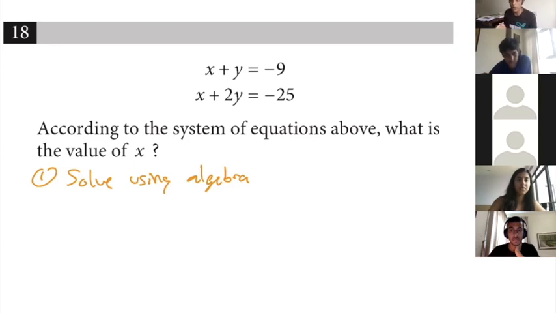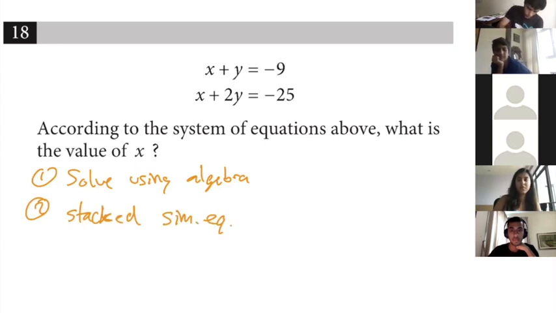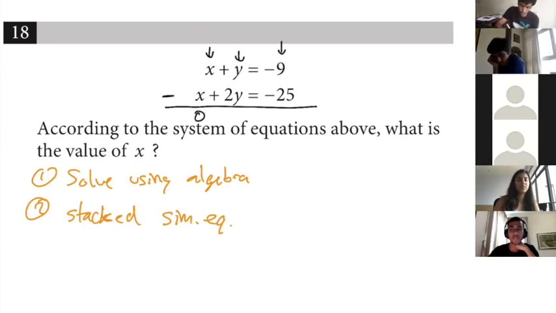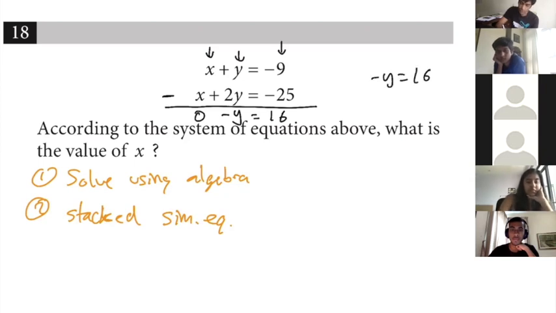So solving using algebra, we all know how to solve simultaneous equations, so I'm not going to go over that. The second approach is what I call stacked sim equations. A stacked simultaneous equation is where you put the x and x values on top of each other, the y and y values on top of each other like this, and the constants on top of each other. And then you basically subtract like you would in a normal one. So x minus x equals 0, y minus 2y equals minus y, and minus 9 minus minus 25 equals positive 16. So negative y equals 16 is an actual solution to this problem by simply doing stacked subtraction.